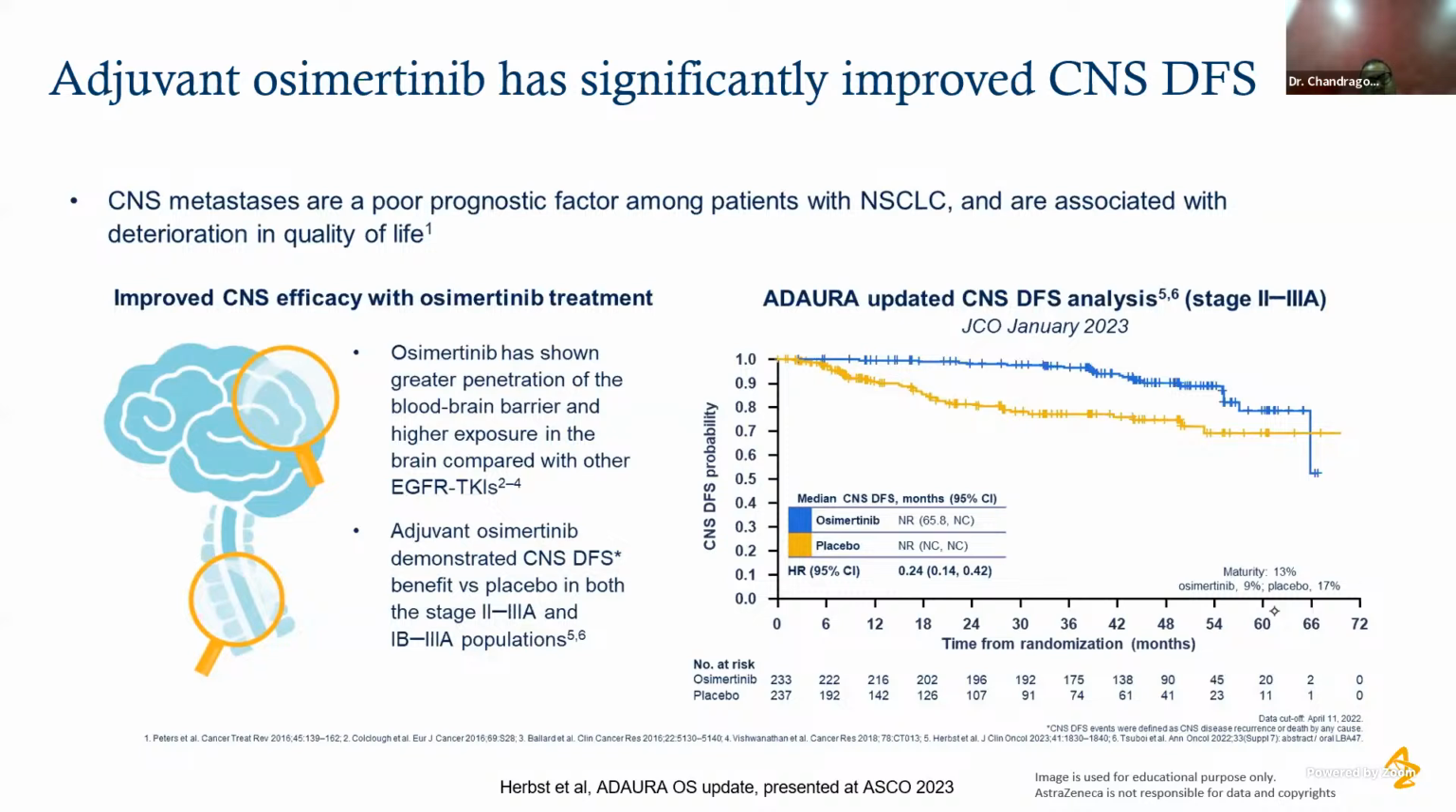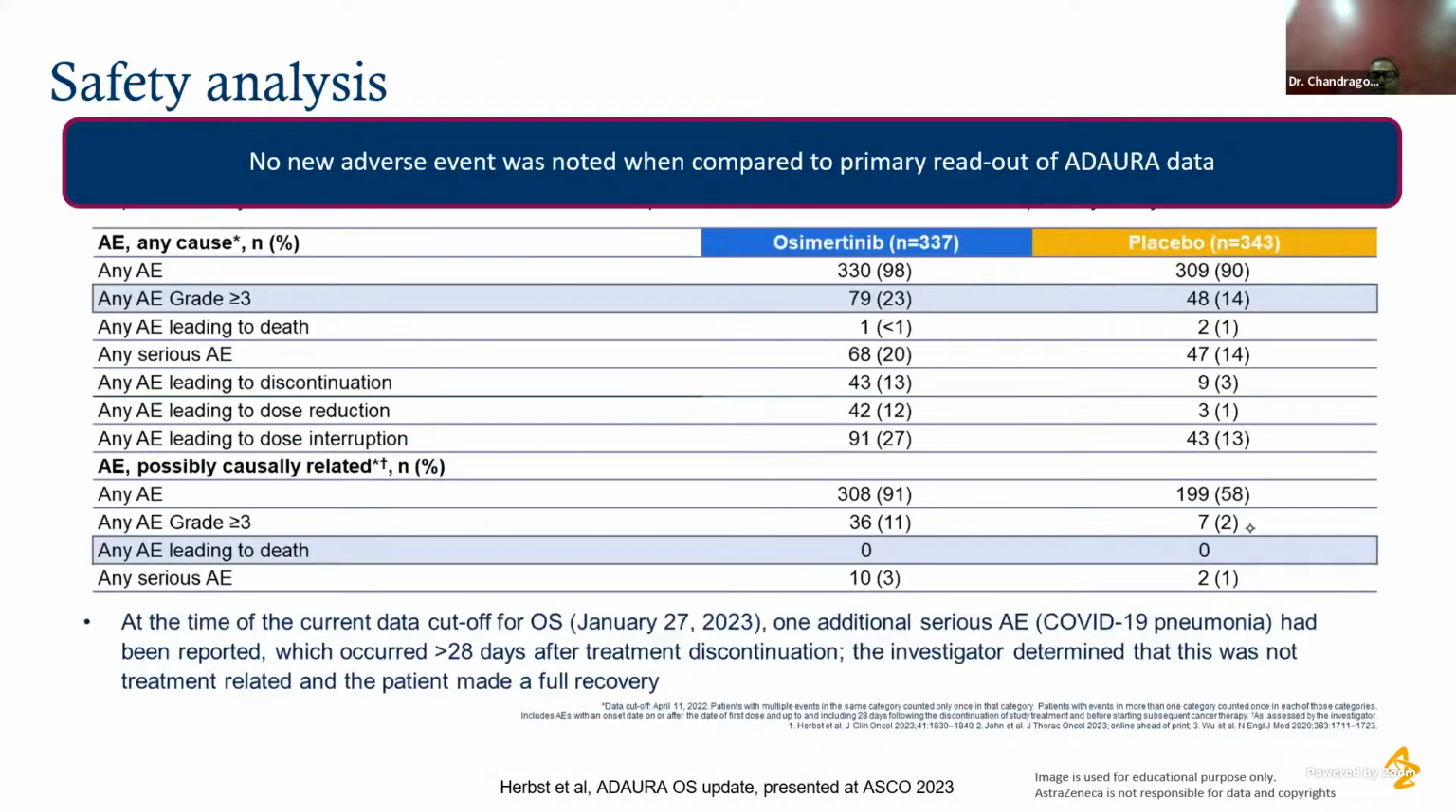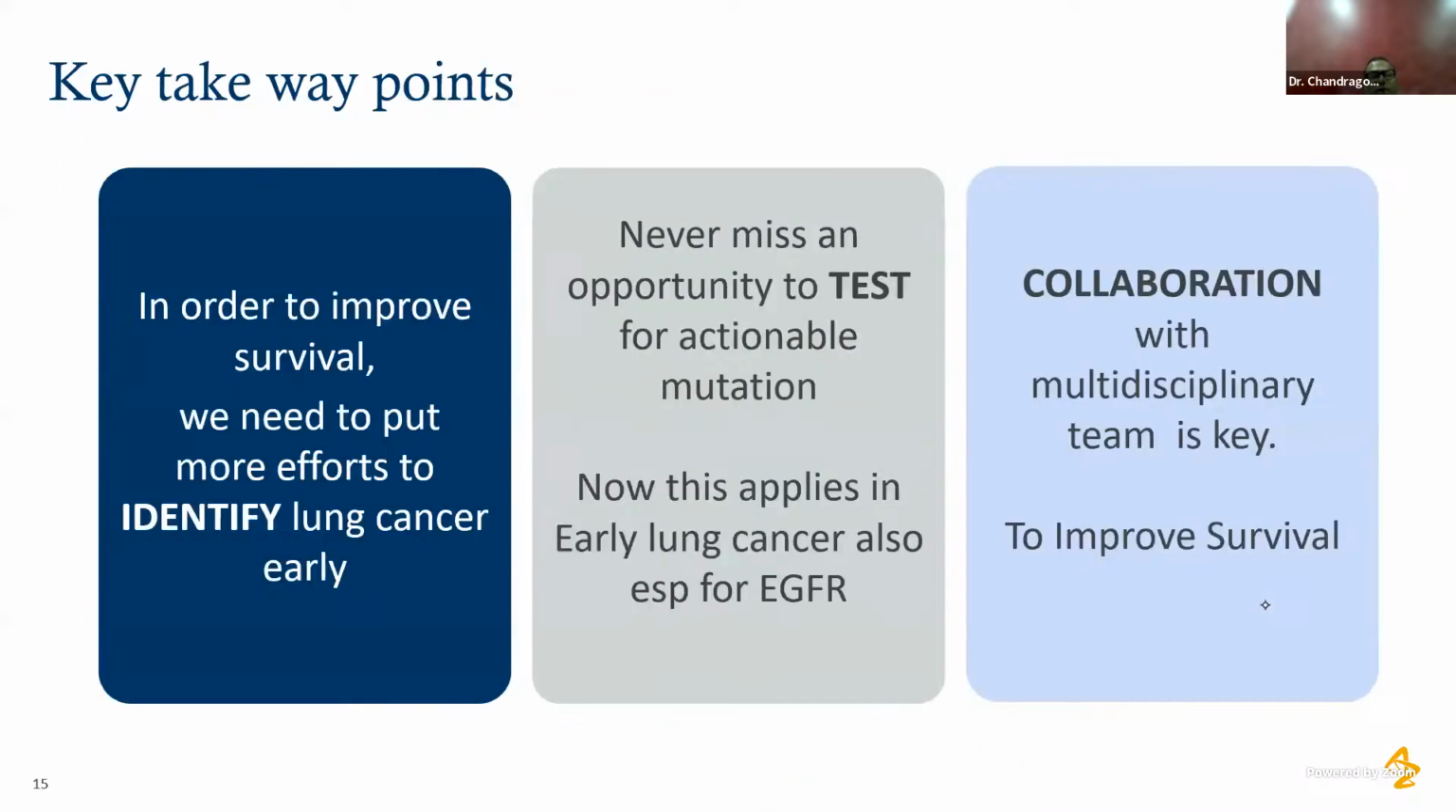Adjuvant osimertinib demonstrated the CNS DFS benefit versus placebo in both stage 2 and 3A, and 1B to 3A patients. So this is the ADAURA updated CNS DFS analysis as per JCO 2023, favoring osimertinib. There are no new safety signals or adverse events with osimertinib, as we all have used it, and it is a well-tolerated drug.